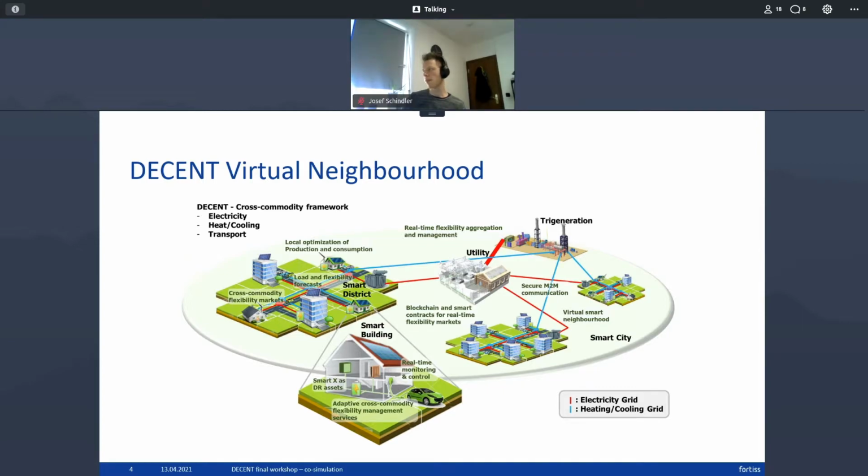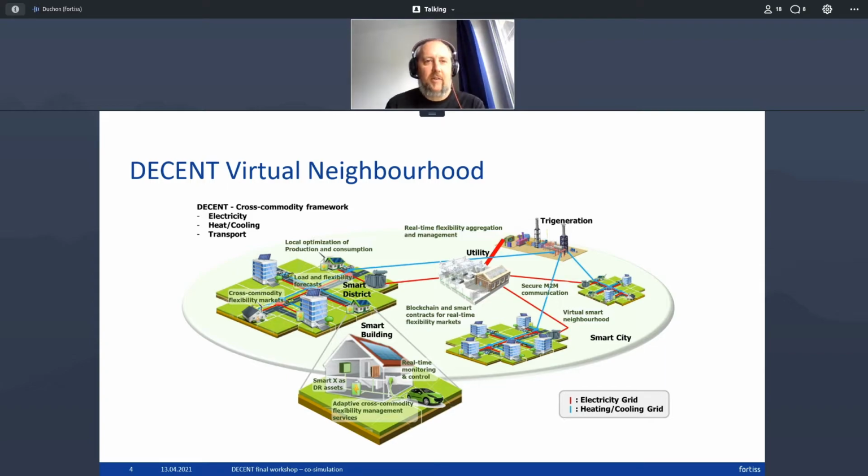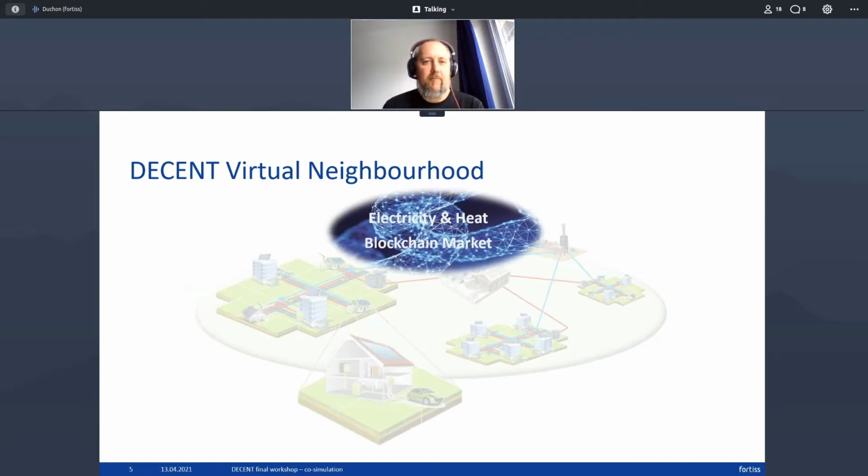Thanks, Joseph. So this is the figure we have seen recently during the slides. This is our envisioned virtual neighborhood and how those buildings intercooperate within the district, exchanging loads and flexibilities. Also, we have those smart houses. And on the next slides, we show what we have really implemented.